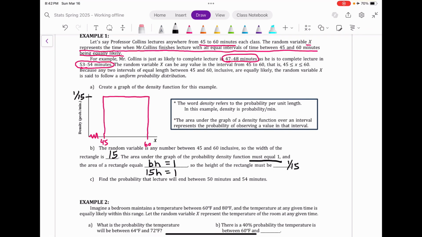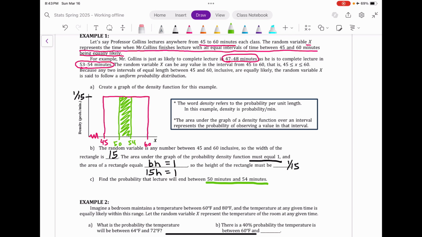So this allows us to find the probability, such as in part C, which says find the probability that a lecture will end between 50 and 54 minutes. So I'm going to draw what this would look like as a visual in green. I'm going to cut off this section of the rectangle. Since the total area of the red rectangle is 1, if I can find the area of this green rectangle, this would tell me the probability I would finish lecture between 50 and 54 minutes.